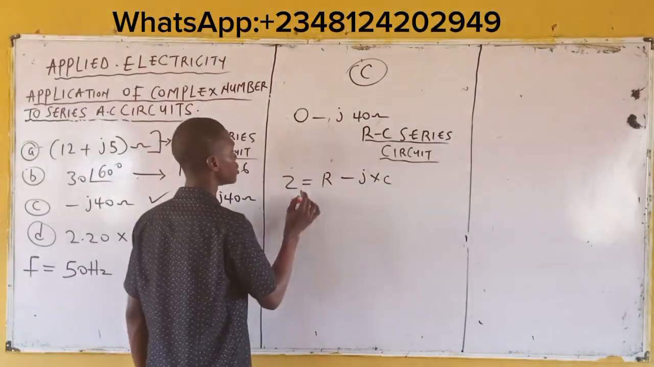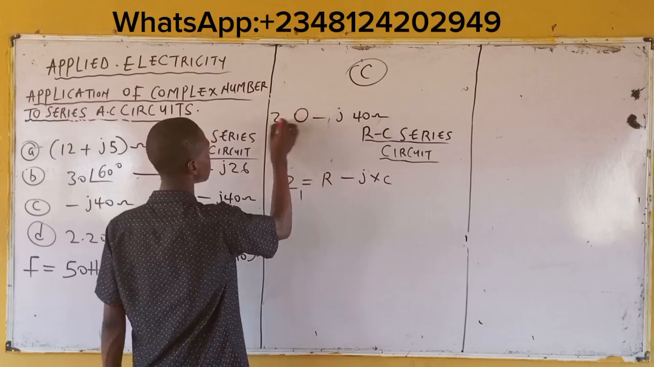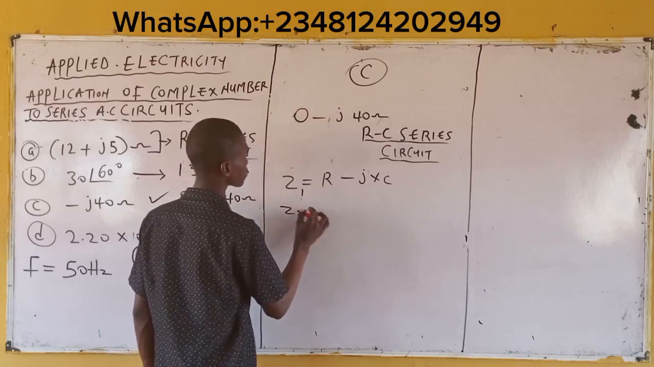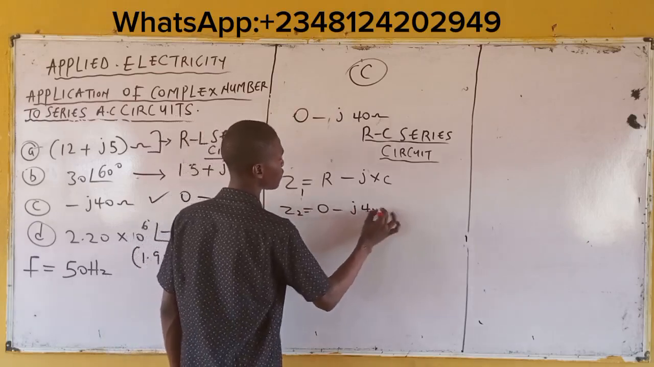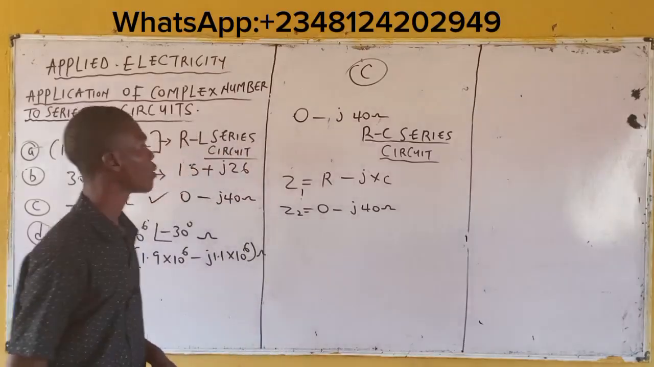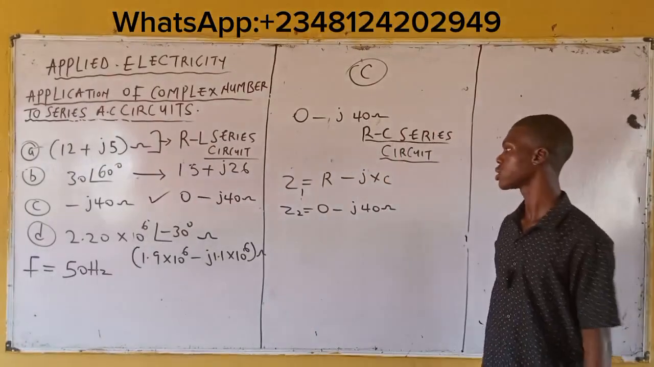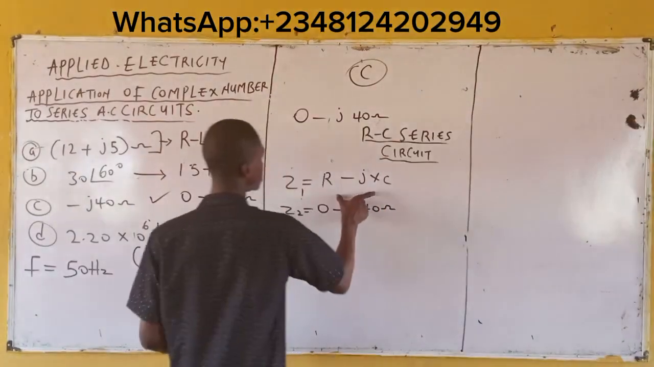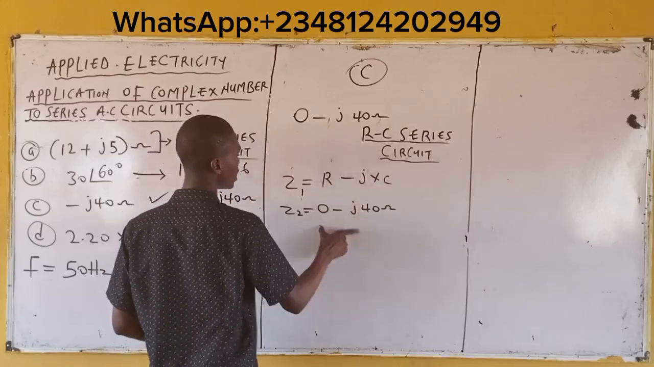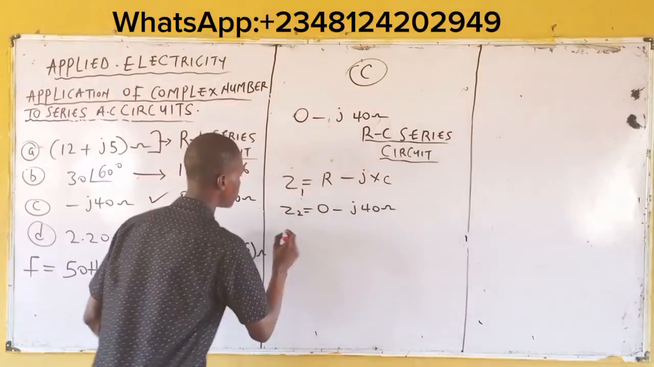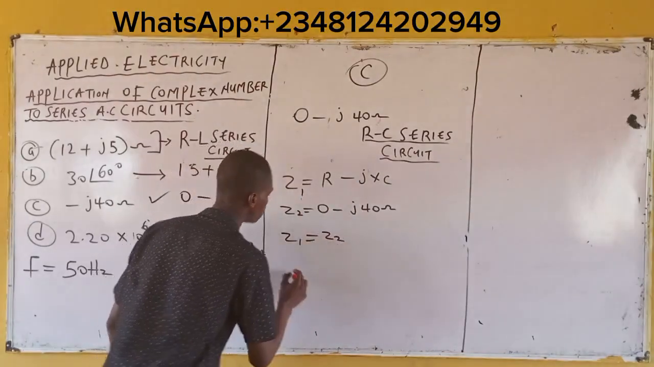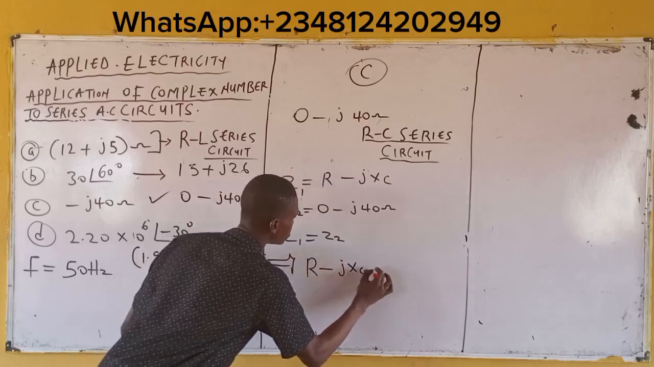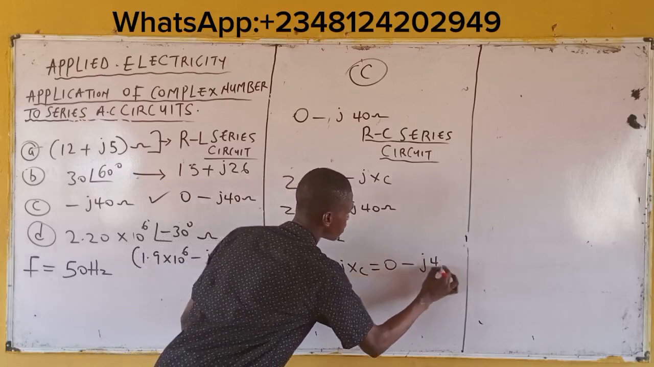So call this Z1 and call the given question itself Z2, meaning 0 minus j40 ohms. Having done this, what are you going to do next? From equal complex number, equate the Z of the series circuit and the impedance of the question itself, meaning Z1 is equal to Z2. This implies R minus jXC is equal to 0 minus j40 ohms.